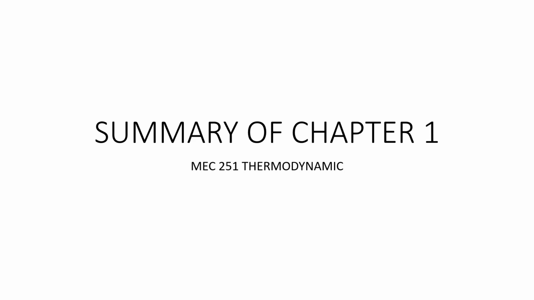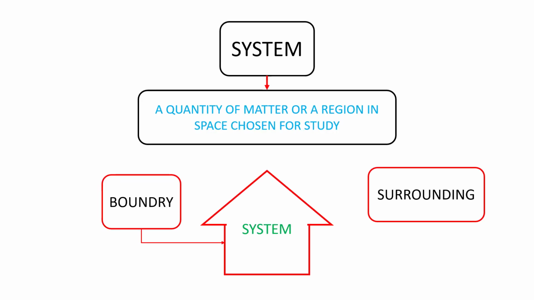Inshallah, today we'll be recapping chapter 1 of thermodynamics. Alright, in chapter 1, we had learned about system in thermodynamics. System can be defined as a quantity of matter or region, a space chosen to be studied. Alright, system have three main features, which is boundary, the system itself, and the surrounding.